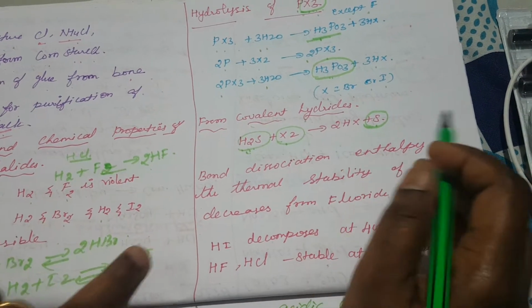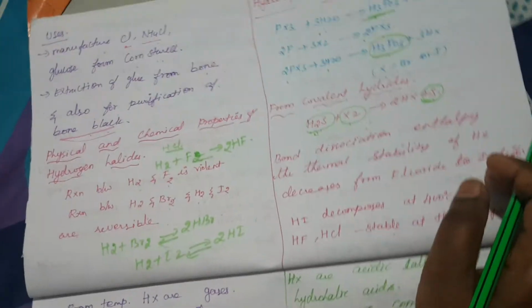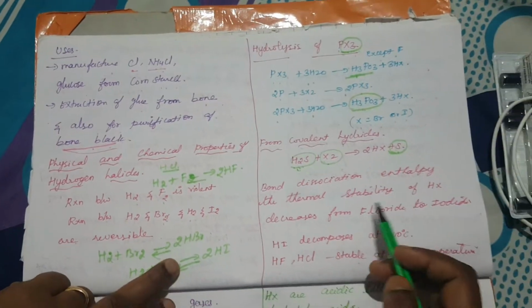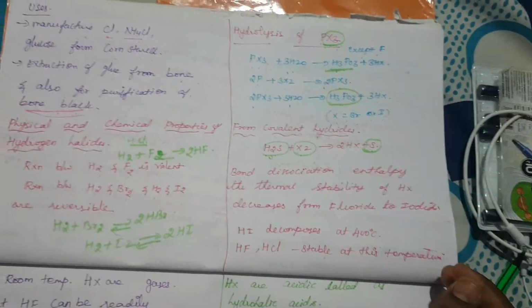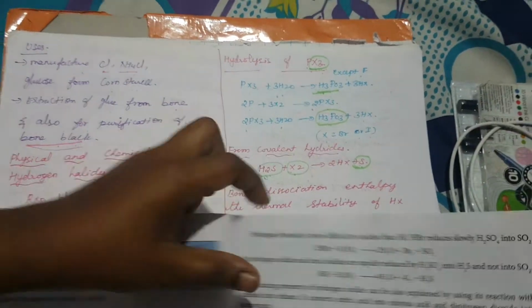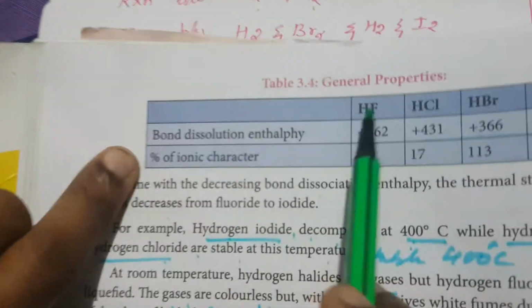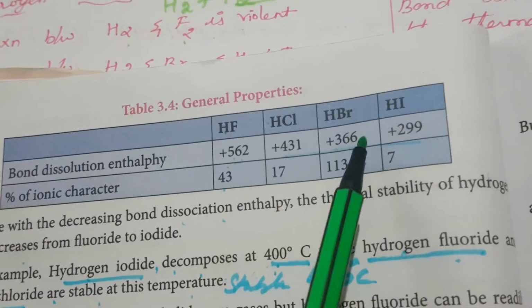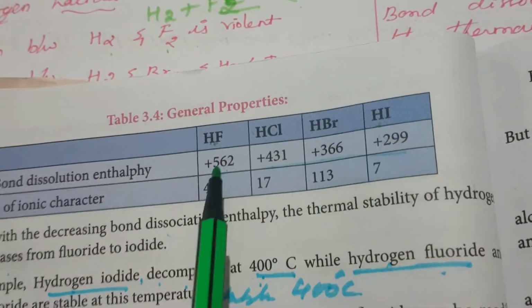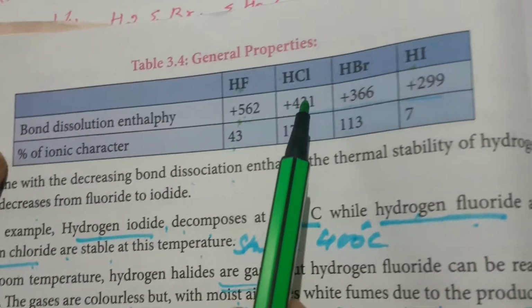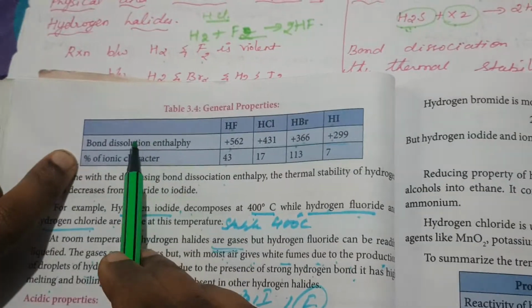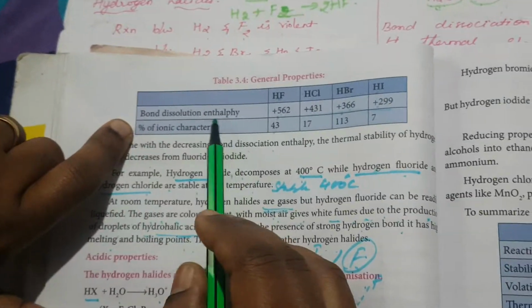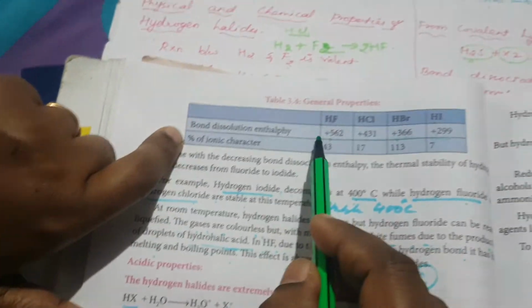Another one is bond dissociation enthalpy. What is bond dissociation enthalpy? The thermal stability of the hydrogen halides decreases from fluoride to iodide. Here the bond dissociation enthalpy value decreases from hydrogen fluoride to hydrogen iodide: 562, 431, and so on. Because the bond dissociation energy will decrease from hydrogen fluoride to hydrogen iodide.